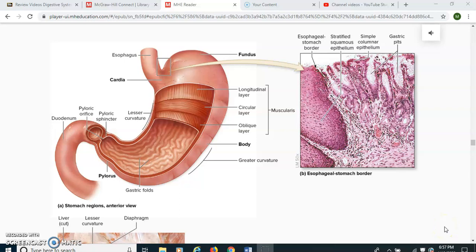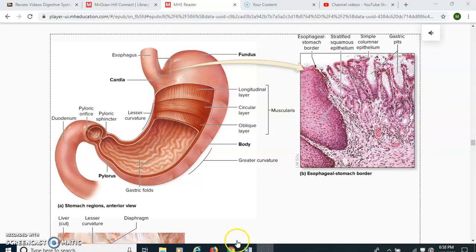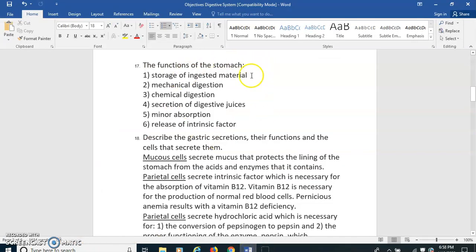All right, A&P2 students, we're going to continue on and talk about the stomach and some of the many functions of the stomach, and we'll probably have a second video to talk about how the stomach's functions or processes are regulated. All right, so let me go to our objectives, number 17. I just kind of listed the various functions generally of the stomach.